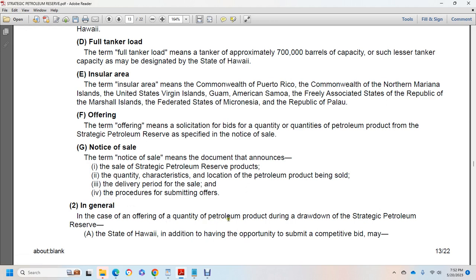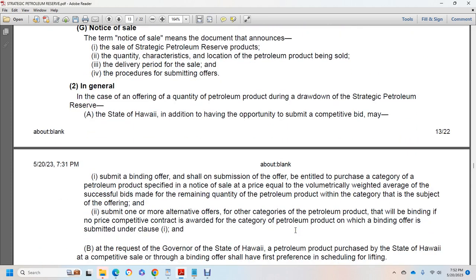General. In the case of an offering of a quantity of petroleum product drawn down from the Strategic Petroleum Reserve, an eligible entry of the State of Hawaii, in addition to having the opportunity to submit competitive offers, may submit a binding offer. Shall, with the submission of the offer, be entitled to the purchase of the category of the petroleum product specified in the notice of sale at a price equal to the volumetric weighted average of the successful bids made for the remaining quantity of the petroleum product category that is subject to the offering.